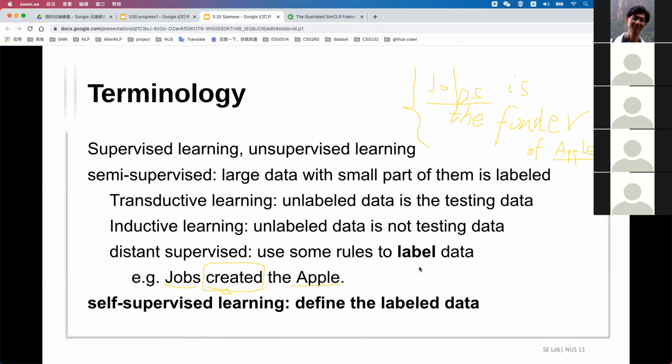But there is a very typical noise that may be in the dataset, which is that there is also a sentence like 'Jobs eat the apple'.